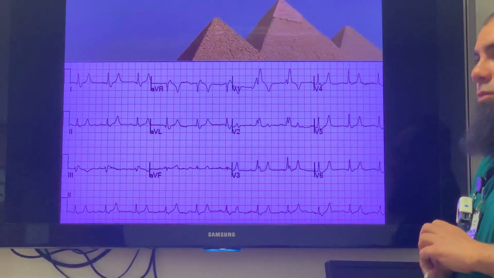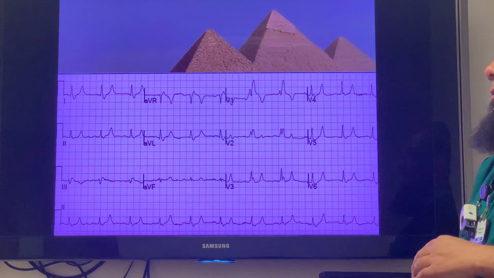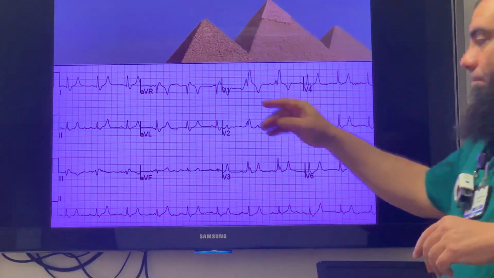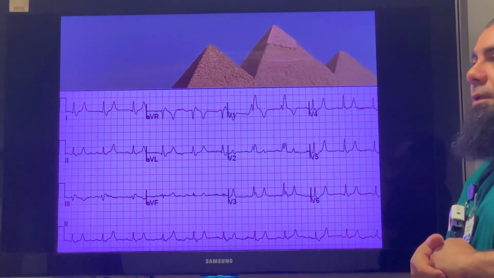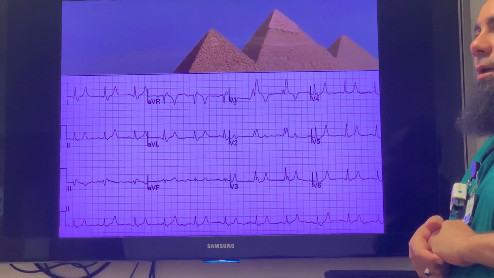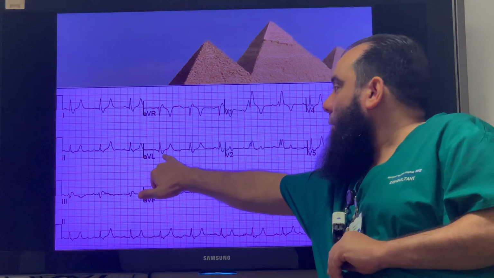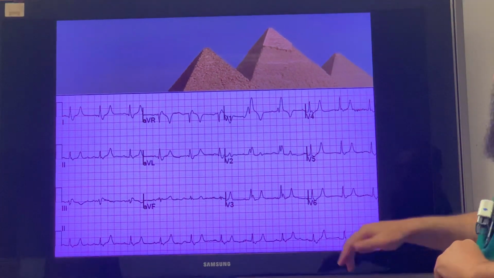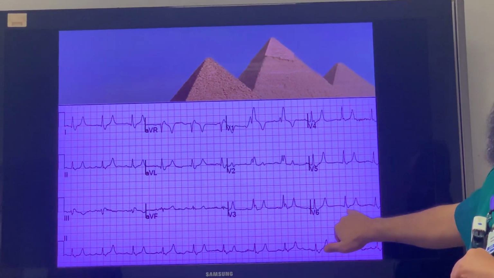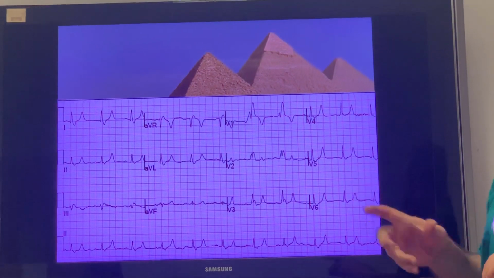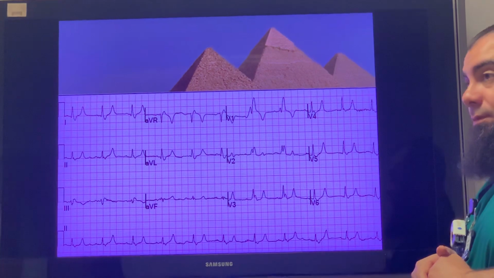Okay. What more regarding the right bundle branch block? Can you see the S wave in lead 1? In AVL? V5 and V6 leads. Okay. The S wave is larger and bigger. Is that alright?